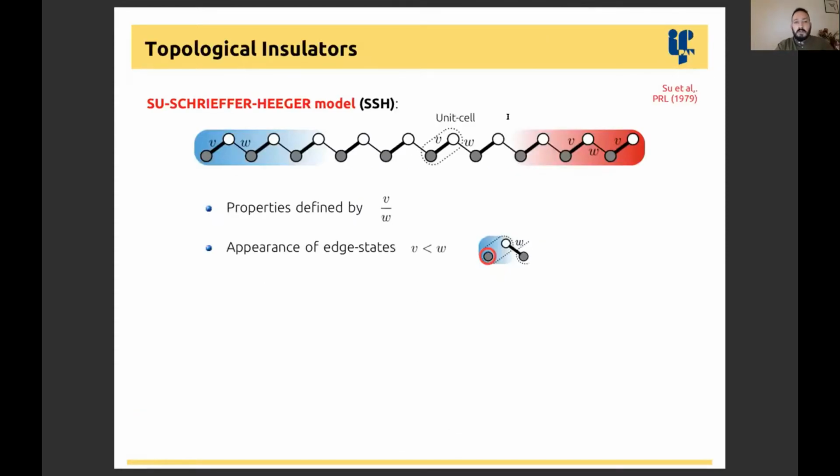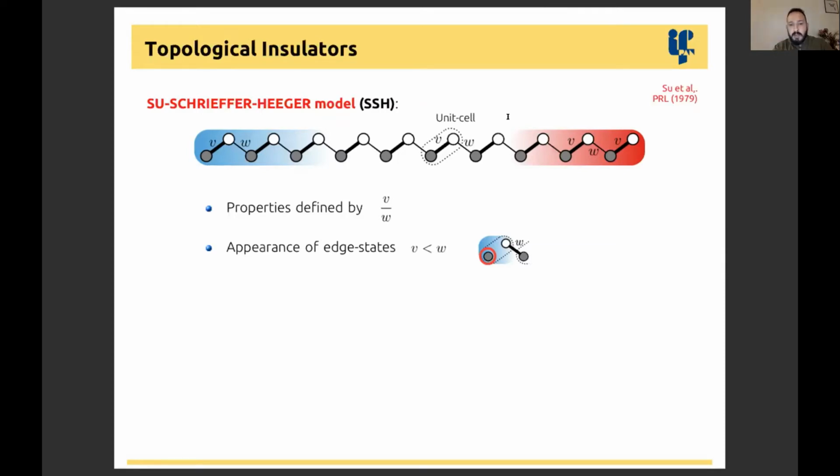So very generally, topological insulators are commonly defined as materials which are insulating in the bulk, but which are conducting at the edges. In one dimension, the canonical model is the SSH model. We already saw this in earlier talks. We have an N-site chain, which is subdivided into different unit cells, which host two different sites.